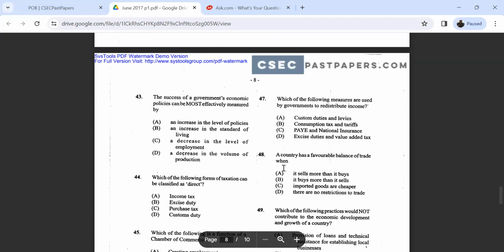Number 43, the success of a government's economic policies can be most effectively measured by... if it's an econ student, say this would be easy. B. E. All right, so you use the standard of living as a measurement to see how effective government's economic policies are, right?